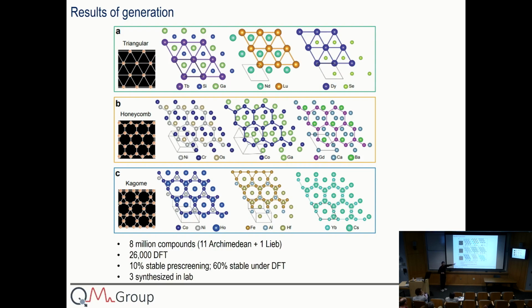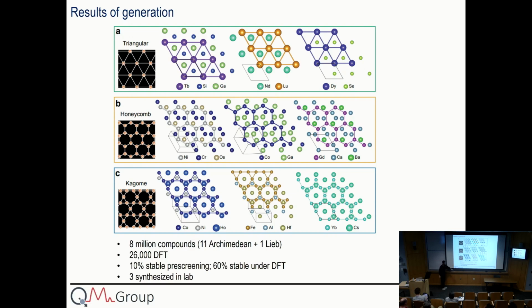The forward process is very fast. After the model is trained, you can easily generate millions of materials. Google generated like 2 million new compounds. So in our case, we try to generate more than Google, so 8 million. All of them belong to some kind of Archimedean lattice structure. One particular addition is the Lieb lattice. Also, we found interesting supporting flat bands.